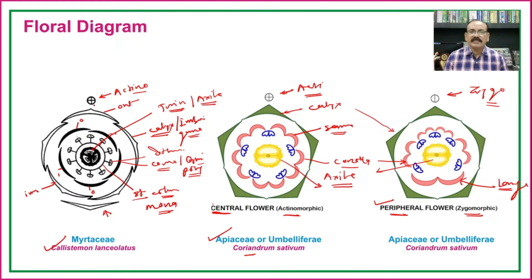So we have to remember here, if any plant bears two different types of flowers on the basis of any character, on the basis of the calyx, on the basis of the corolla, on the basis of the androecium, on the basis of the gynoecium, etc., in such cases we have to provide a different floral diagram for the different flowers if they are different.